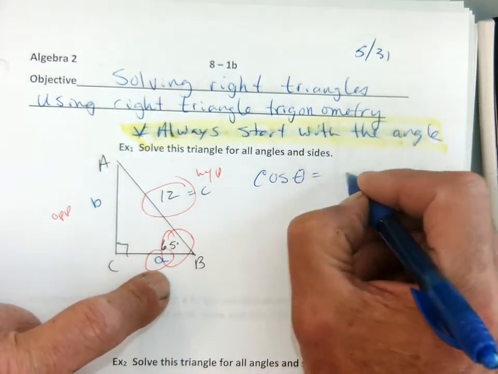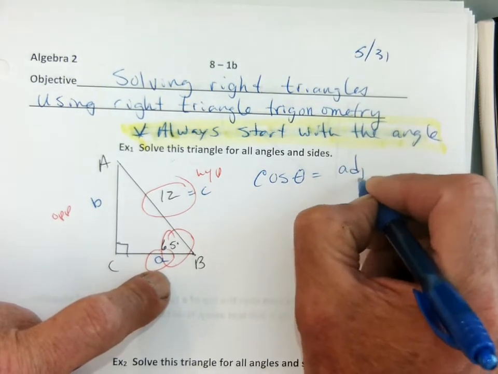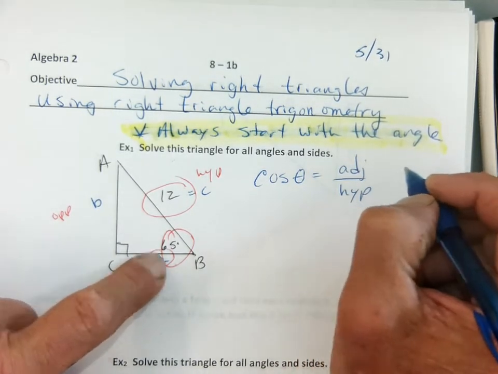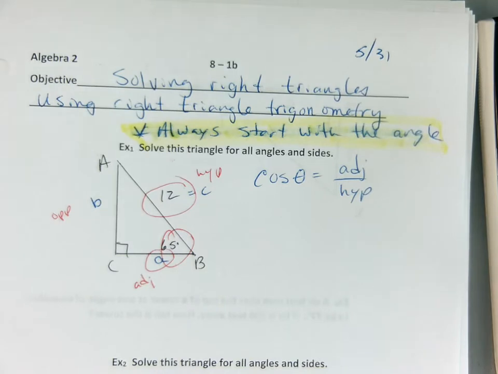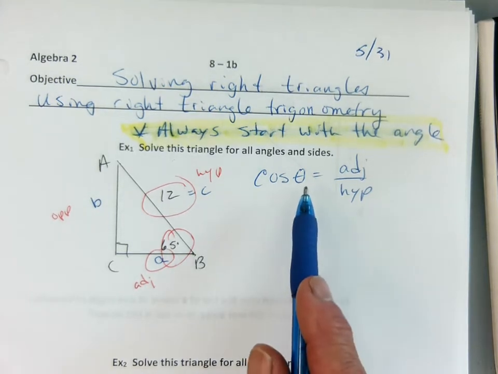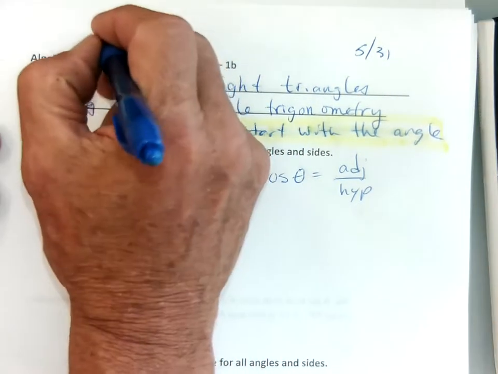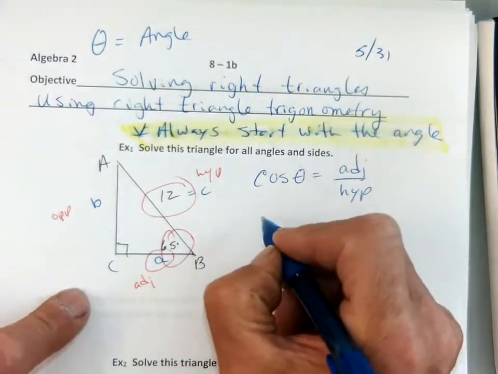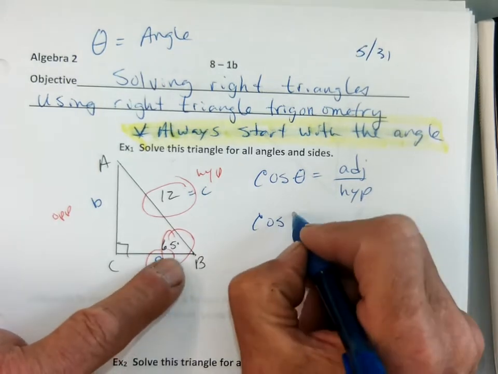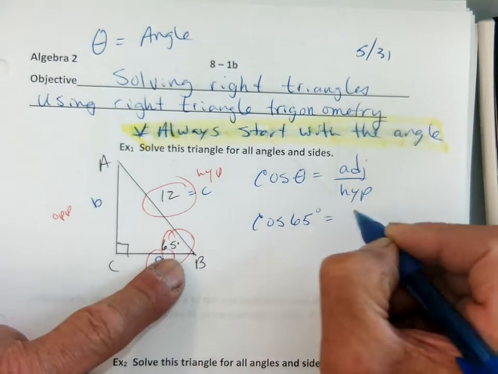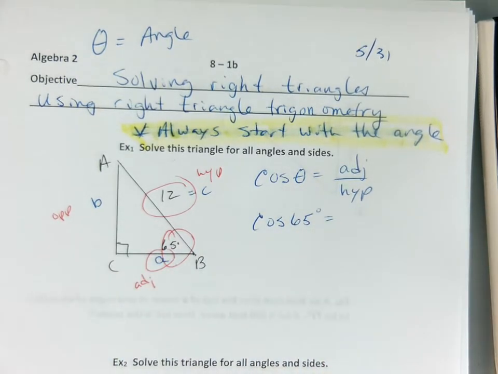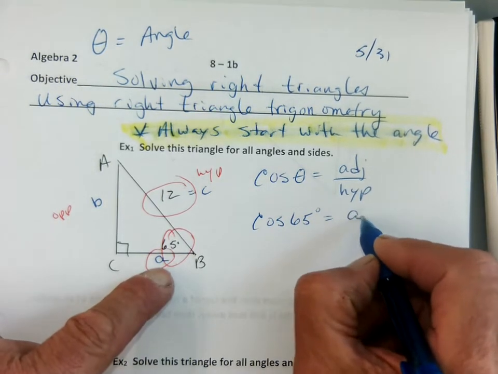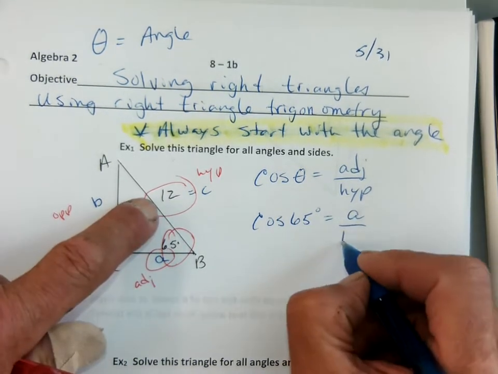of theta is equal to my adjacent over my hypotenuse, right? Except I'm going to put numbers in. That's just a formula. I'm going to put numbers in where they belong. Theta is the symbol for an angle. We learned that on Wednesday. That's my angle. So I'm going to rewrite this as cosine of 65 degrees equals my adjacent side, which I don't know, little a, side a, over my hypotenuse, which is 12.